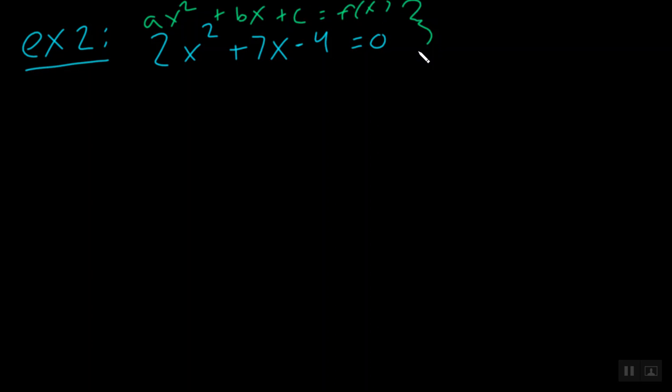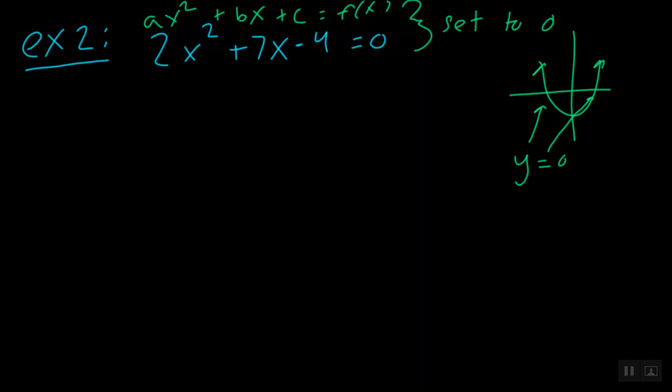And remember, in this case, it's already set to 0, but if it's not, we always have to set it to 0. And if you need to know why that is, remember, whenever you think about where that quadratic function or that parabola crosses the x-axis, it crosses where y is equal to 0, or another way to say that is where f of x is equal to 0.